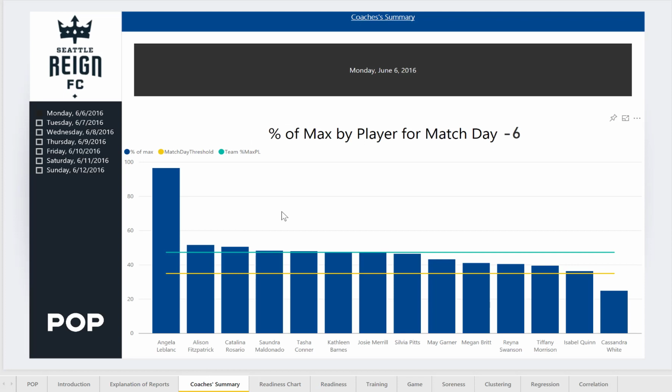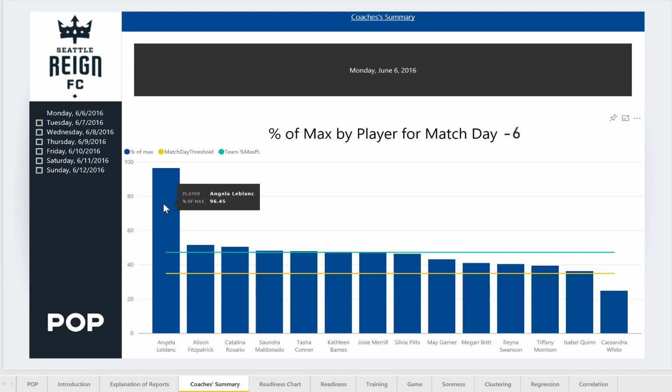Our first real page contains one visual which answers the question, how hard did my players work today, as a percentage of their last 30-day maximum. This gives you a sense of how hard an athlete worked today relative to their recent history. For any anomalies, as we see here with Angela LeBlanc, we can immediately overlay any context that we have to this visual to make more sense of the data.